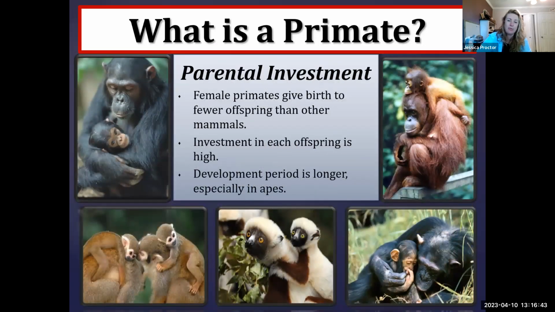All right, primates have a high degree of parental investment. Female primates give birth to fewer offspring than other mammals. The amount of time that they invest in the survival of each offspring is high. Development periods are longer, especially for the great apes and for humans. It's advantageous for primates to space out their births at least 3 to 4 years. Because our infants are born so dependent upon us for survival, it's not advantageous to try to have a child every year or even every 2 years. Those primate babies are practicing on-demand breastfeeding, oftentimes for several years. So it's not advantageous to try to have another child until that on-demand breastfeeding has stopped.